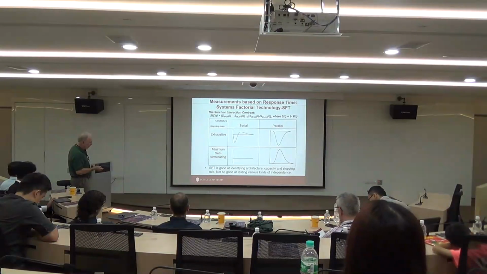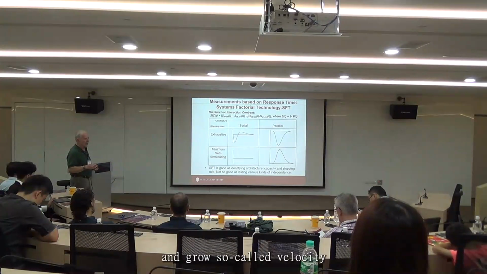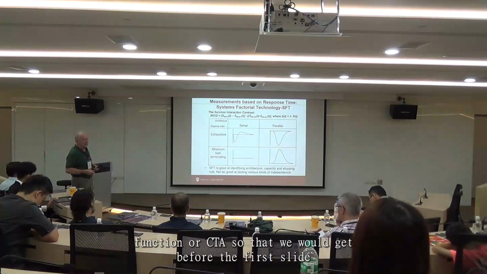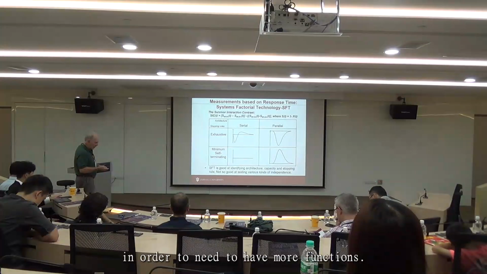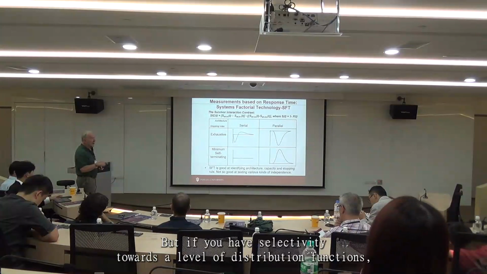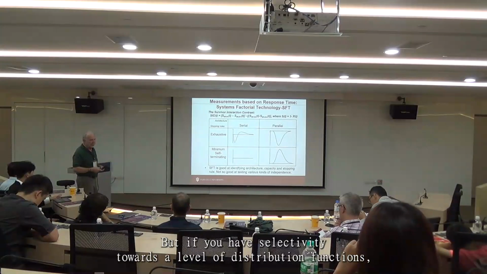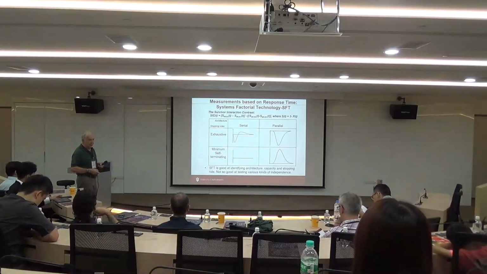Team did was to extend this to the entire distributions, like a so-called density function or the CDF that we looked at before in the first slide. You don't even need the hazard functions. But if you have selective influence at the level of your cumulative distribution functions, then you can identify all these different architectures and the stopping point at the same time.